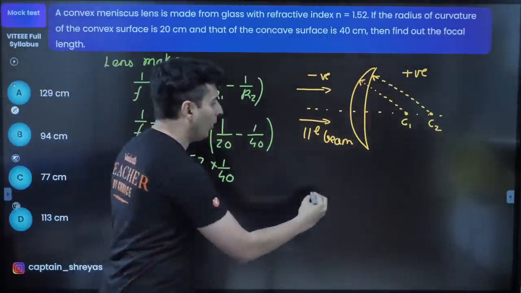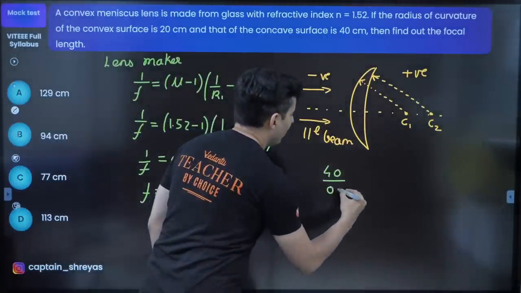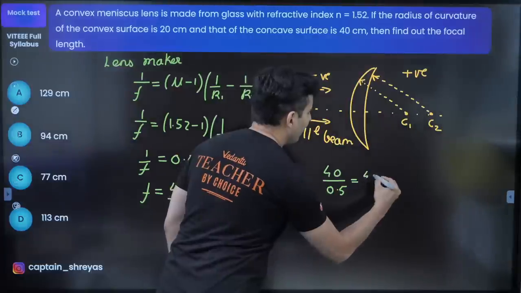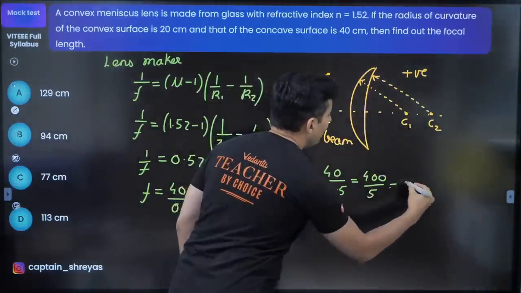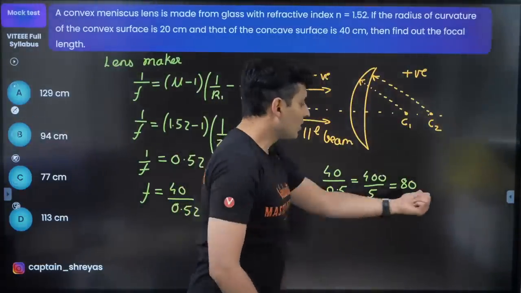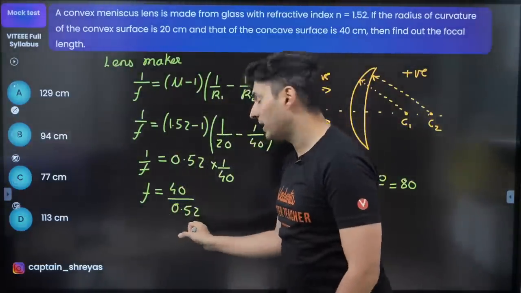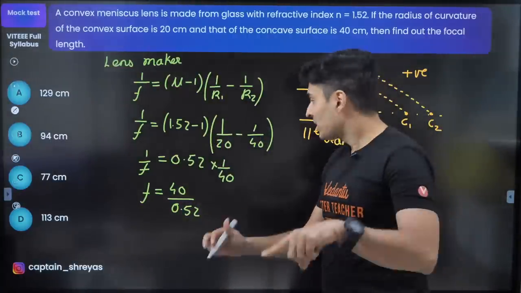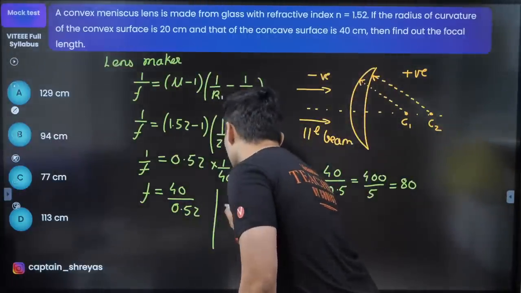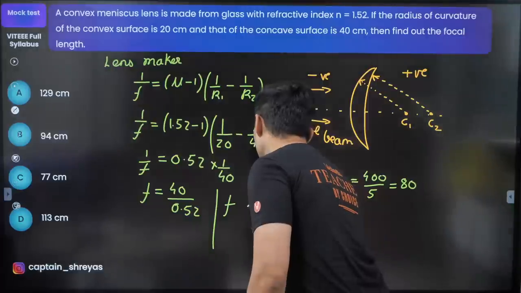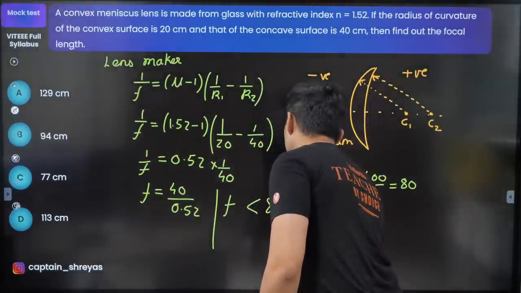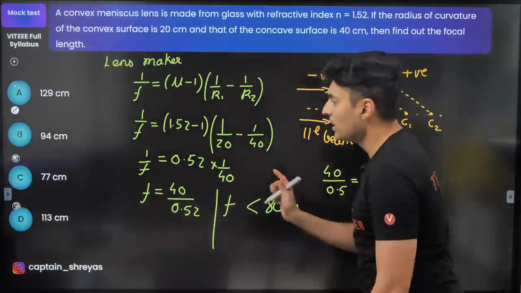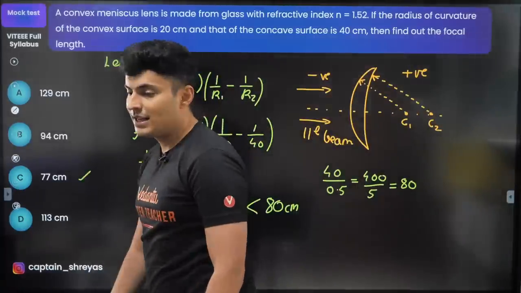Now, we all know what 40 divided by 0.5 is. 40 divided by 0.5 is nothing but 400 divided by 5, which is 80. So 80 would be the answer if it was 0.5. But if it is 0.52, the denominator is larger, so the answer for the focal length will definitely be less than 80 centimeters. Which is the answer that is less than 80?